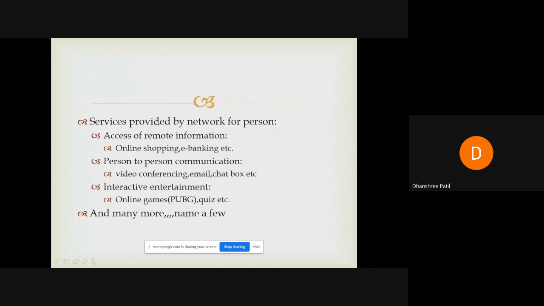Then services which are provided by a network for an individual person. For example, we can do online shopping, video conferencing, mail, chat box, online games, quizzes. All these are possible due to the network only. And along with this there are many uses of the computer network. So if a question is asked regarding what the uses of a computer network are, you can write all these uses. It is very easy.